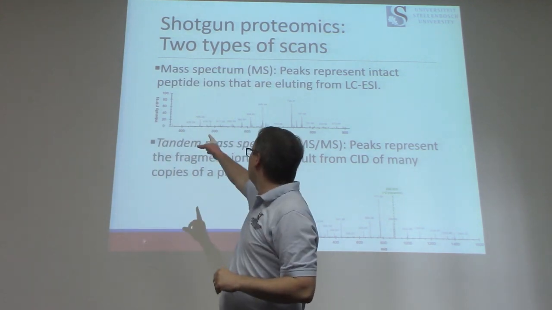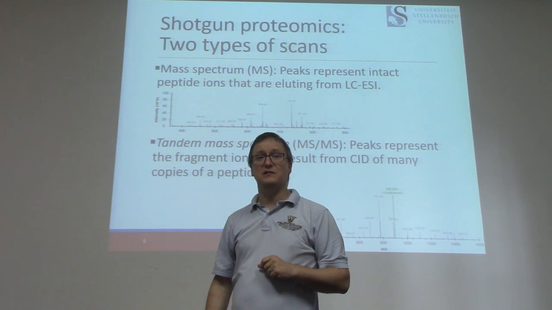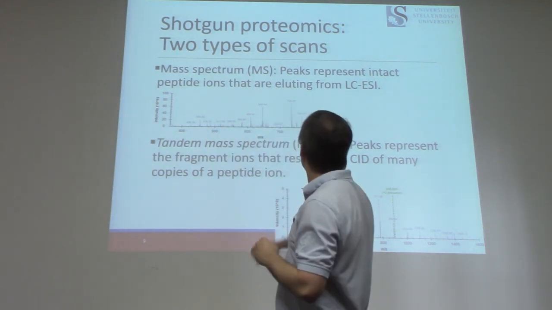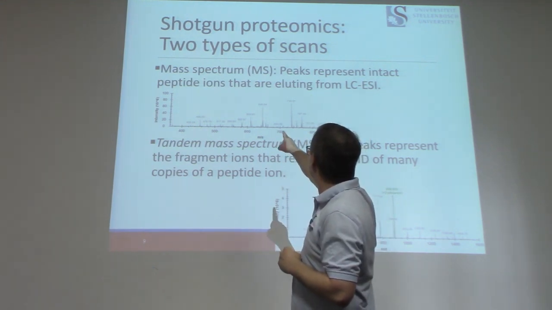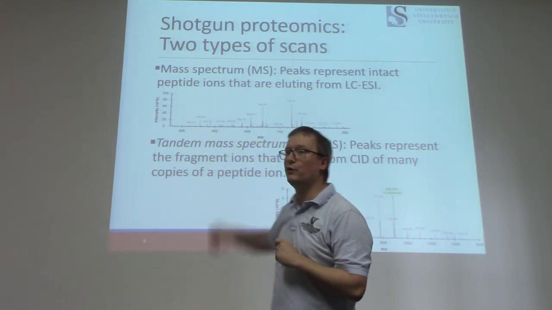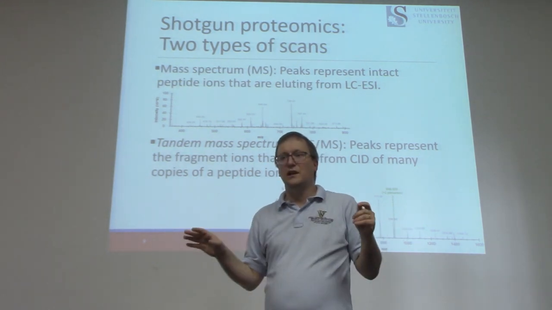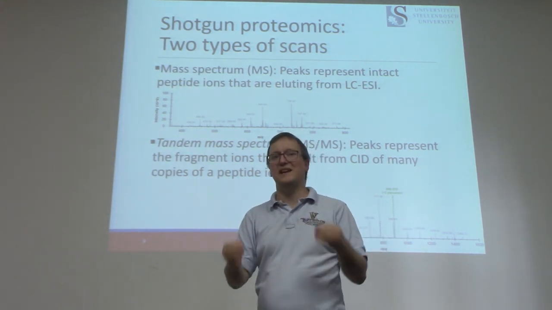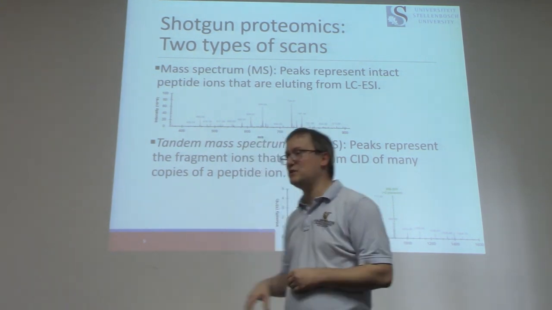So up at the left, we see that the ions that appear in this mass spectrum represent different peptides that are available. We see there's a peptide at 735.37. There's one at 645.34, another at 455, and so on. These are different peptides, different sequences. The only reason that they're showing up at the same time is that they have similar hydrophobicity. They're coming off the column at the same time.